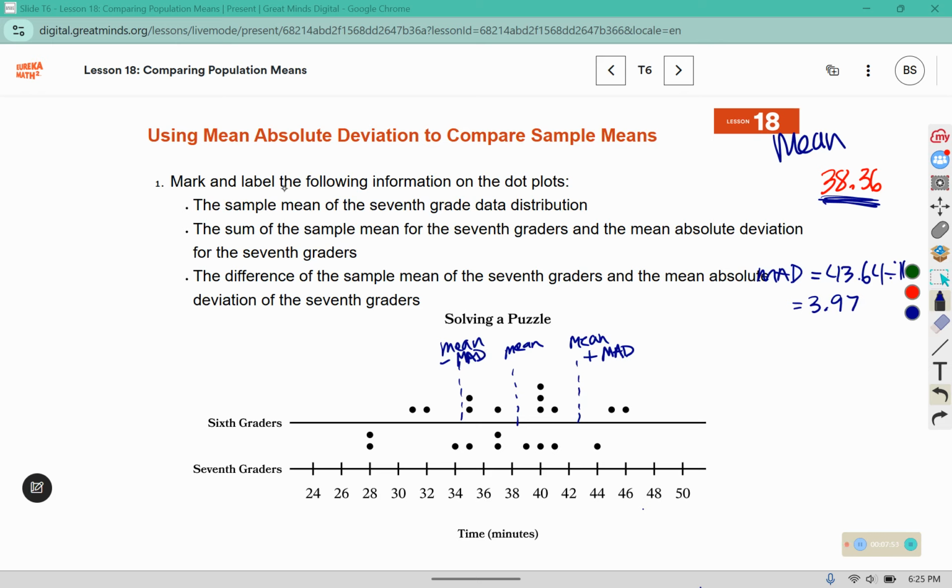In number 1, it says mark and label the following information on the dot plot: the sample mean of the 7th grade data distribution. So we also need to do 7th grade.